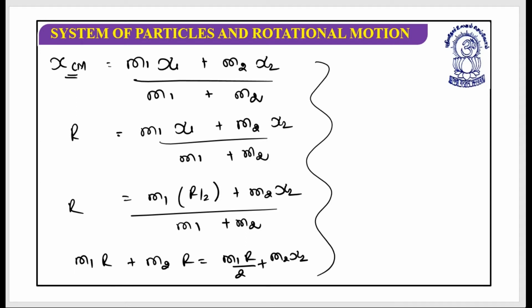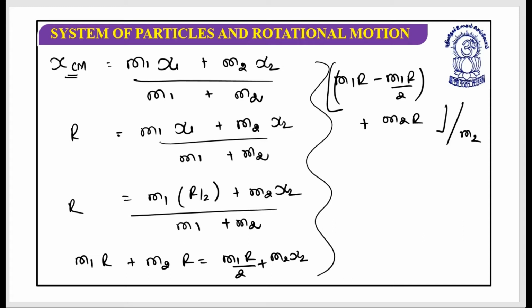If I try to solve this, it's m1R minus m1R by 2 plus m2R, whole divided by m2. This will be x2. So x2 is m1R minus m1R by 2, that is m1R by 2, plus m2R, divided by m2. This would be the final answer. I hope this is clear.